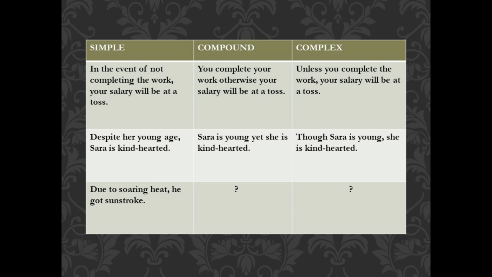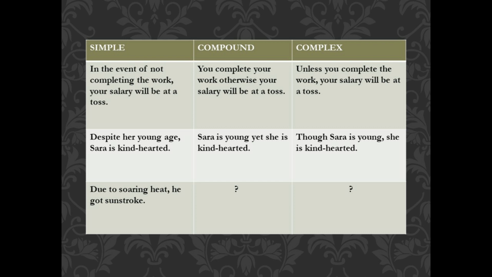Now see its compound form. You complete your work, otherwise your salary will be at a toss. So, as we learnt previously, compound sentences contain coordinating conjunctions. And what is the coordinating conjunction here? Otherwise. So, since you have a coordinating conjunction in this sentence, you can conclude that this type of sentence is compound. What is the complex form of this sentence?